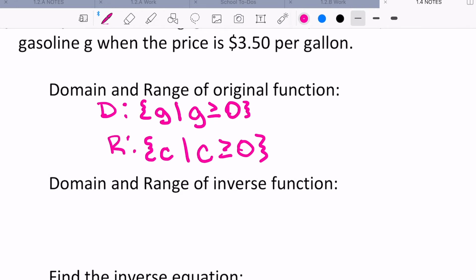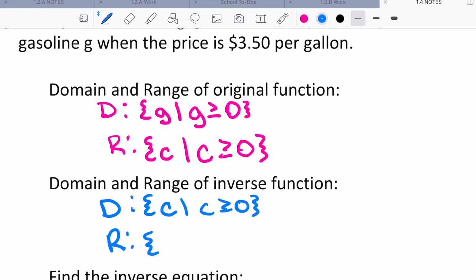Then the domain and range of the inverse function. Well, this should be easy. All that means is that we flip our variables. So the domain would be cost. Cost is greater than or equal to 0. And the range would now be the gallons of gasoline put into the vehicle.